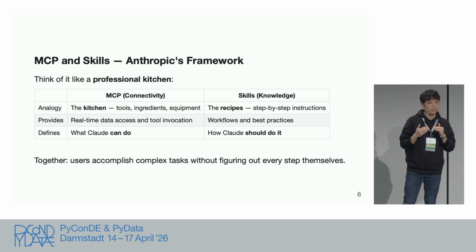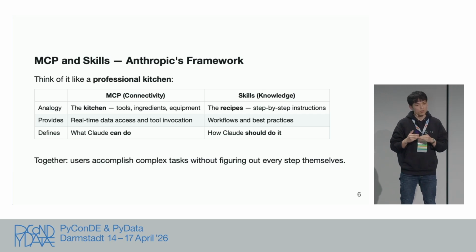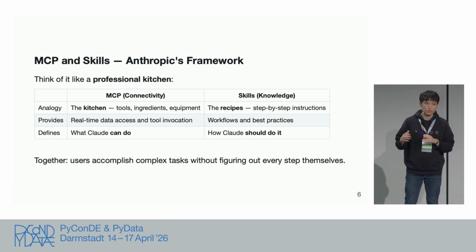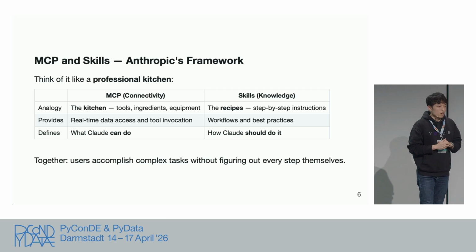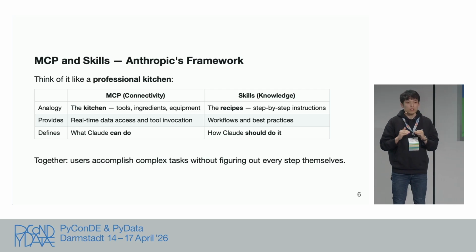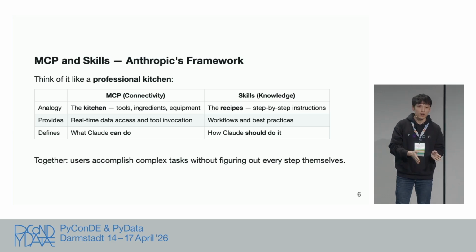So let us align with Anthropic's definition, because to be honest, they have embedded MCP, and they are pushing forward very hard for the skills. So based on their definition, which I also like very much, MCP is about connectivity. One analogy is a kitchen. It provides tools, ingredients, equipment.